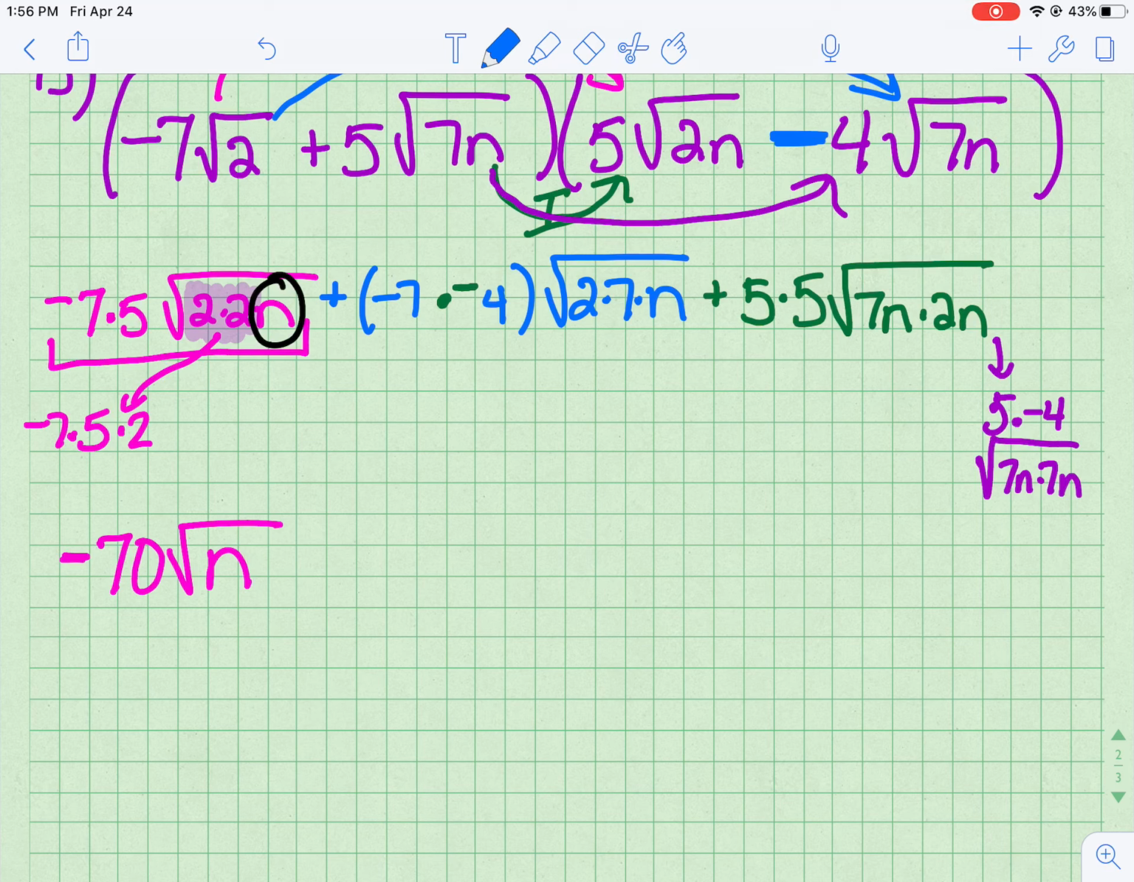Yeah. Okay. In the next grouping, my blue group, I have a -7 times a -4, but nothing can escape because there's no twins. So I'm just going to multiply. -7 times -4 is 28 on the outside. And on the inside, 2 times 7 is 14 with an n sitting next to it.